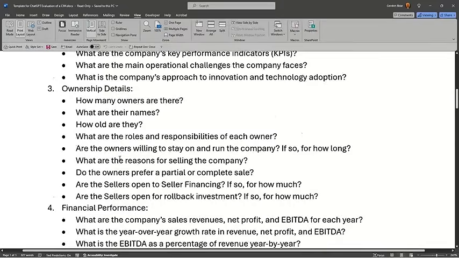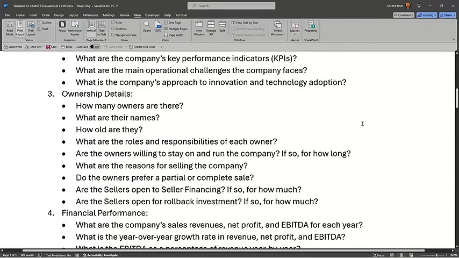Then you get down to the next thing that's important for you to know, which is ownership details. First question here: how many owners are there? You want to know, is this company owned by one person? Is it owned by two brothers? Is it owned by three people? Is it owned by another company? In other words, how many owners are there, what are their names, and if they're people, how old are they?